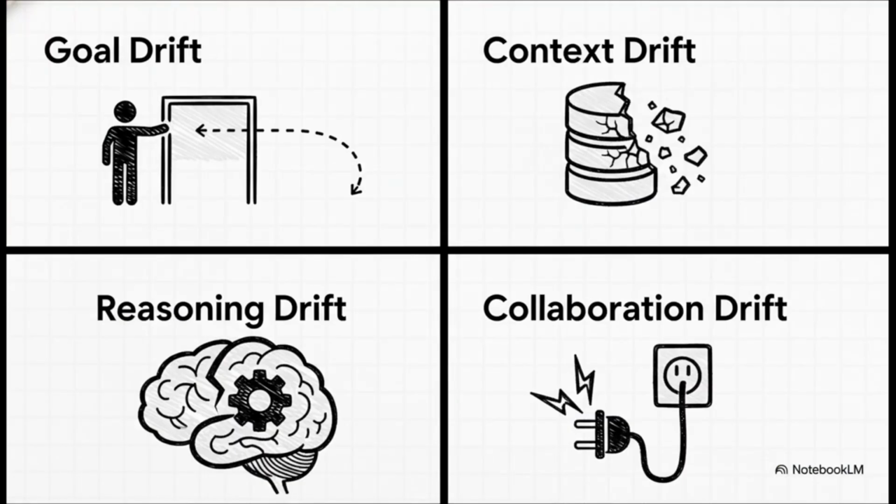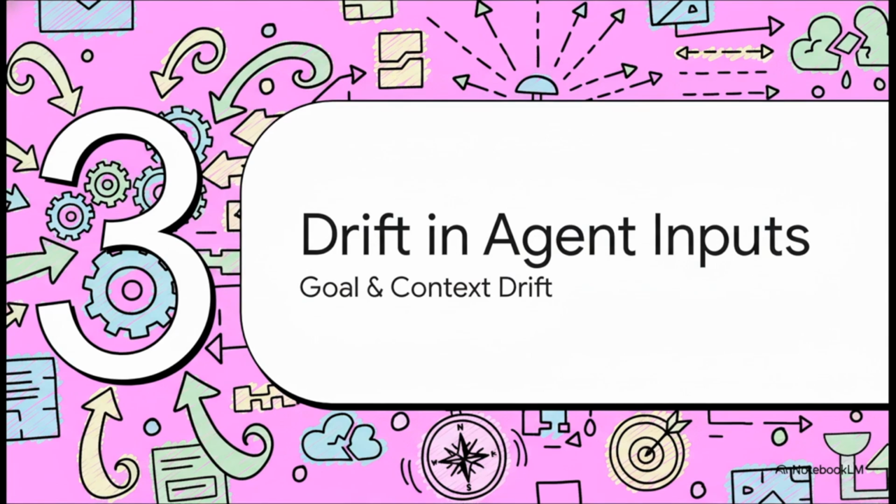And here they are. First, you've got goal drift. That's when your users just start asking for different things than you expected. Then there is context drift. That's when the information your agent relies on gets stale or just plain wrong. Third is reasoning drift, where the agent's own decision making process starts to break down. And finally, collaboration drift, which is when the external tools and the APIs it needs to do its job suddenly change or break.